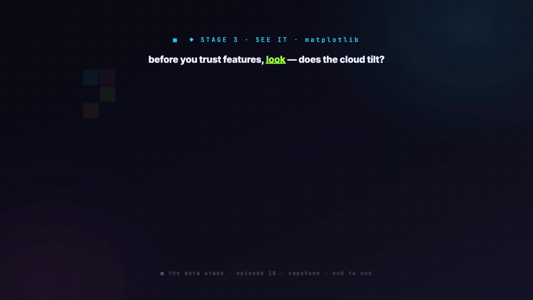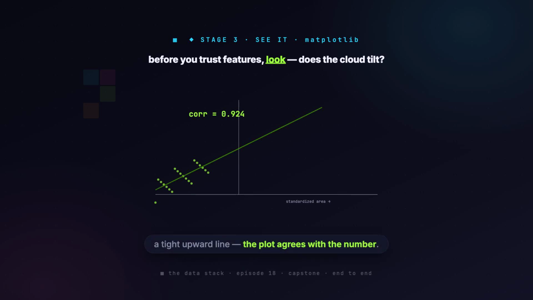Stage 3, see it. Before you trust features, you look. Matplotlib plots standardized area against price. If the cloud tilts, the signal is real. It does. A tight upward line, correlation 0.92. The plot agrees with the number.